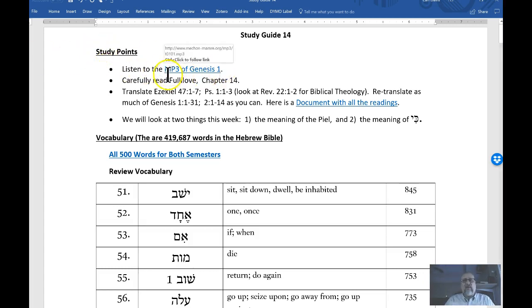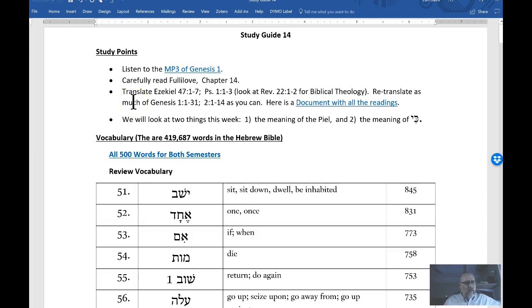As always, I want you to listen to the MP3 of Genesis 1. Please don't neglect that. This will help you hear the right pronunciation. It'll go over the text of Genesis 1. Carefully read full chapter 14. It gives a thorough explanation of all the things we're going to go over. I'll give you the summary. He'll give you the fuller picture.